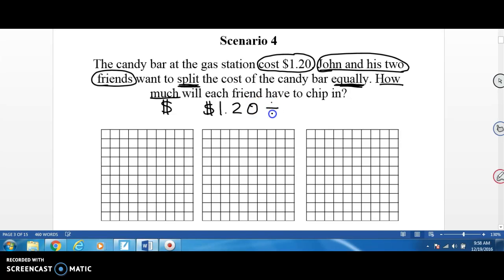How about $1.20 divided by 3? Does that work? Okay. Yes. So again, this tells me what I'm starting with. This tells me the number of groups. But my answer is how much is in each group.